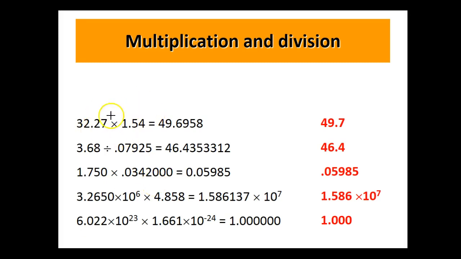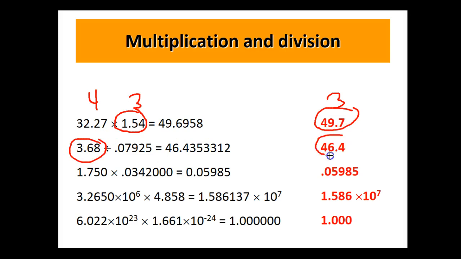So these two, when multiplied, ended up getting this answer. This answer has 3 significant digits, and it's because the lowest number here has 3 significant digits. This one has 4, but you always go with the lowest amount of significant digits. This one is division, so the same thing. This number has 1, 2, 3, 4 significant digits. This one has 3. So your answer should also end up with 3 significant digits. That's why they end up with this.